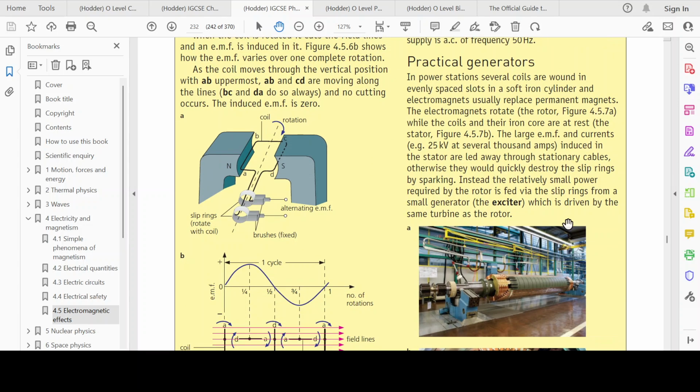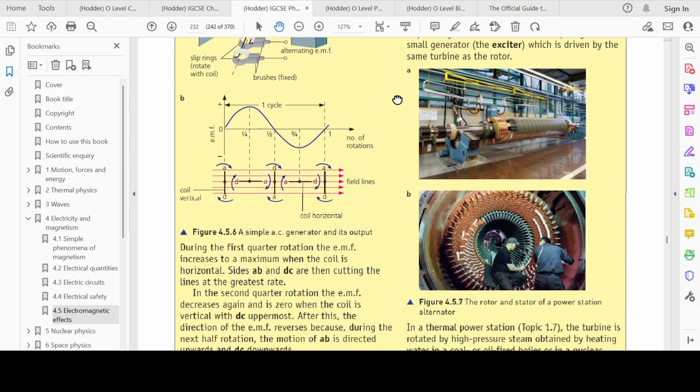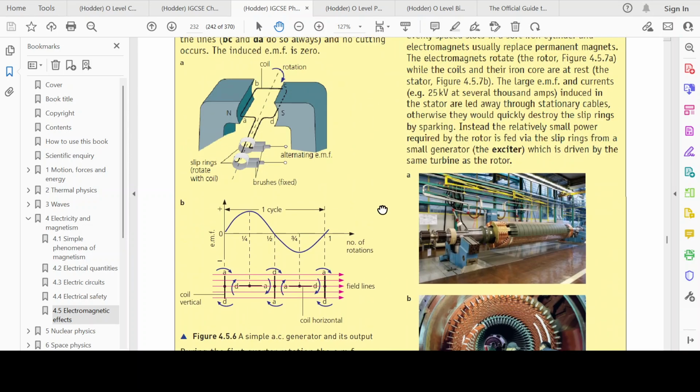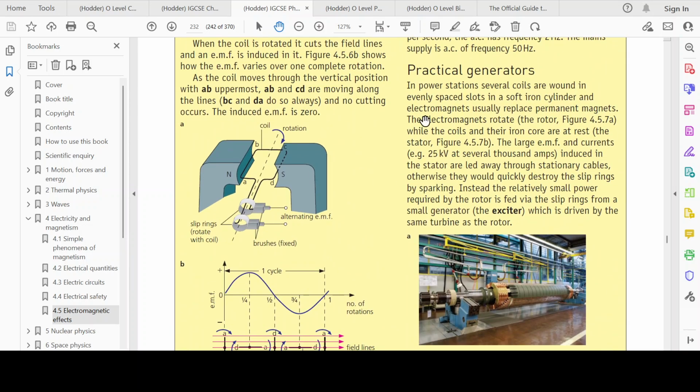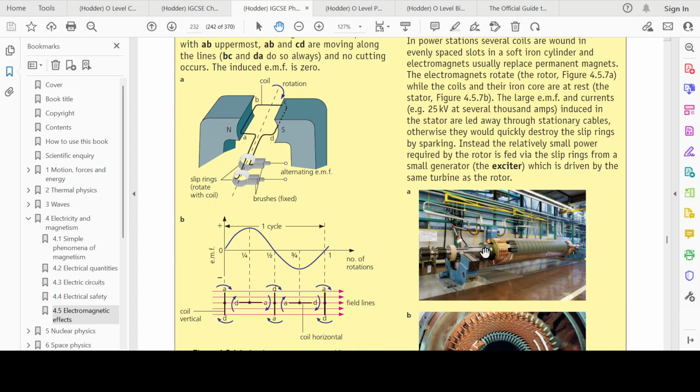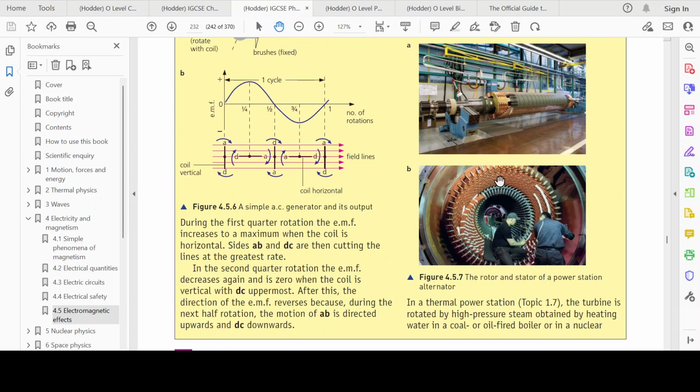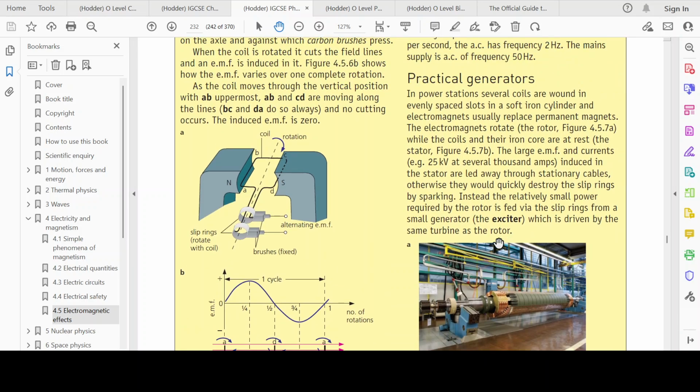Now, practical generators. What's actually happening in generators that are used to produce electricity? So in power stations, several coils are wound in evenly spaced slots in a soft iron cylinder. This guy. And electromagnets usually replace permanent magnets, instead of having that north-south permanent magnet, horseshoe, or 2-bar magnets, whatever it is. They're using electromagnets.